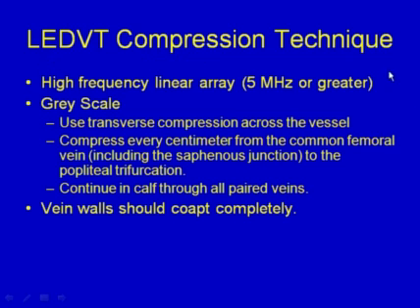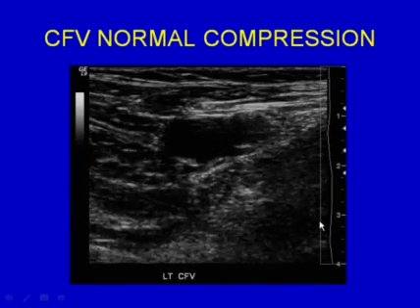So the compression technique is the mainstay of our diagnosis. You want to use a high-frequency linear array transducer. This is a grayscale examination, so you want very good image quality with your grayscale. You compress every centimeter from the common femoral vein to the popliteal trifurcation, or to the tibial peroneal trunk and the anterior tibial vein. And then you'll continue in the calf through all the paired veins as well. And the mainstay is that the vein walls should coapt completely. If they don't, be suspicious that you have a DVT.